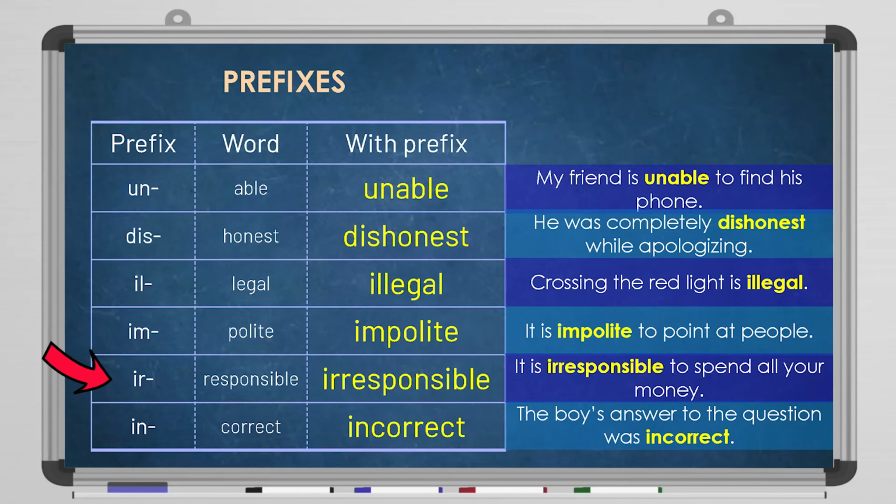Irresponsible. It is irresponsible to spend all your money. The last one is in. If I add it to the word correct, it will be incorrect. The boy's answer to the question was incorrect. So prefixes are basically letters we add at the beginning of the word to give it a different meaning. You have a task to do by yourself.